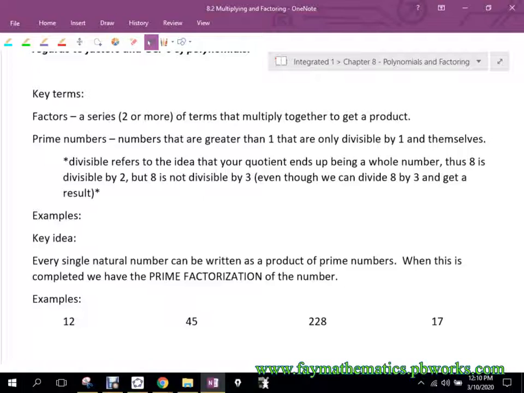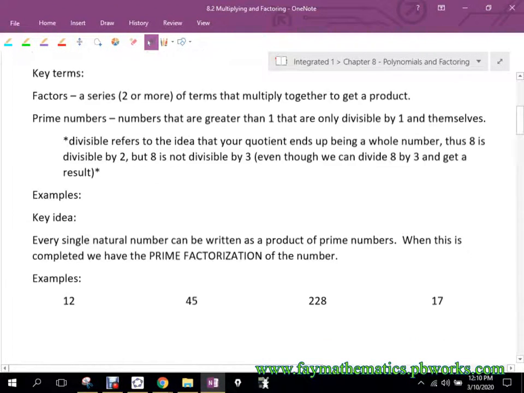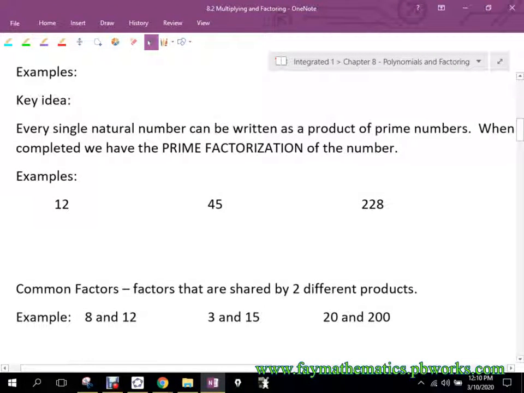So what I'm saying here is, you guys have done factor trees, right? Okay. So let's do a factor tree.